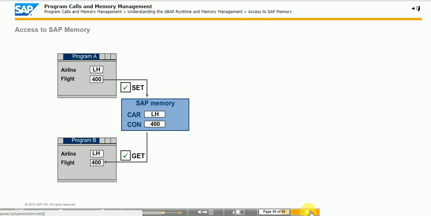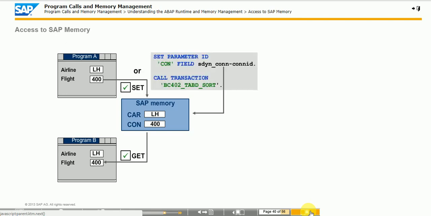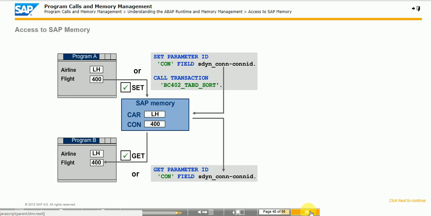You can also fill out the memory areas directly using the set parameter ID, PAR_ID field variable statement, and read from them using the get parameter ID, PAR_ID field variable statement. You can define parameters in Object Navigator and let the user enter the values.